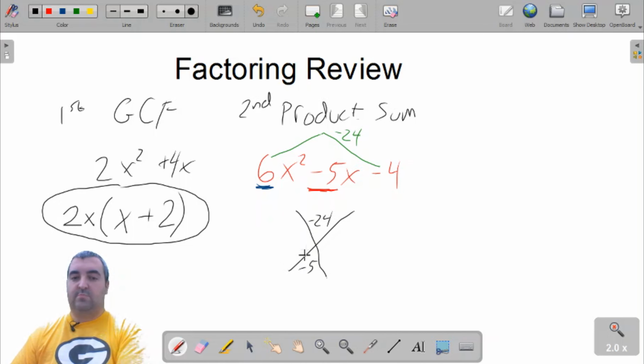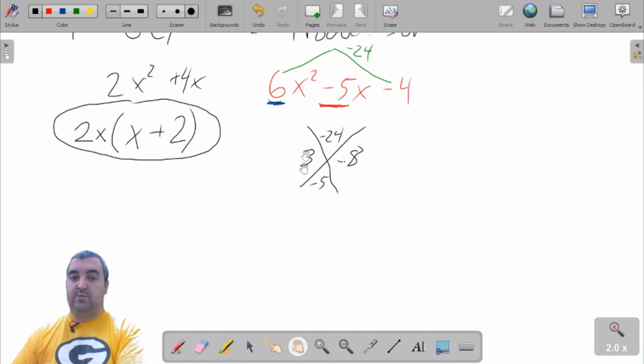So, going through all the numbers, you hopefully come up with 3 and negative 8, right? 3 plus negative 8 is negative 5. 3 times negative 8 is negative 24. All right, so now what we do with those two numbers is we take our trinomial, and the first term will not change yet. We then take the middle term and break it up into these two numbers. So the 3 is positive, so it's going to say plus 3, and we just attach the x because we're taking it from this term.